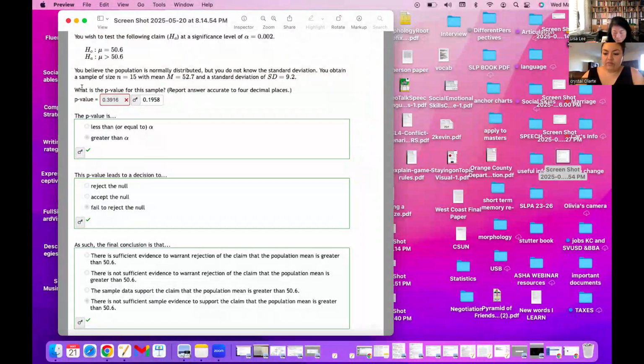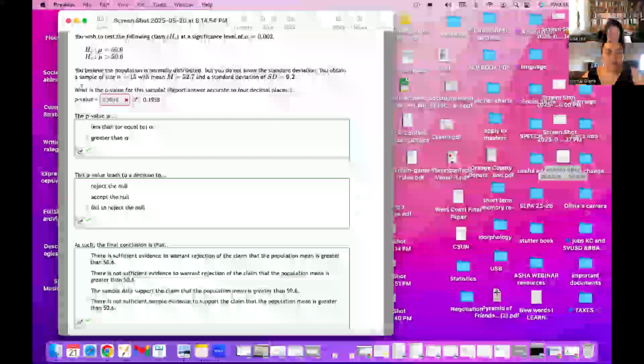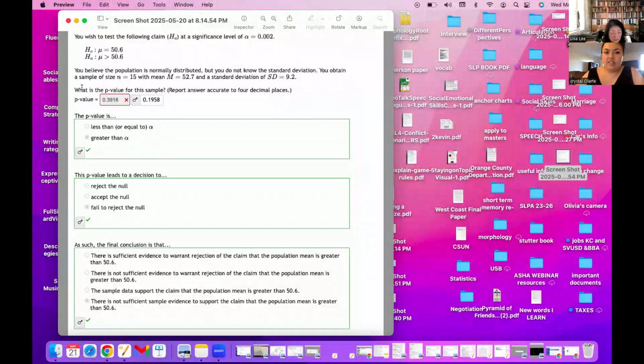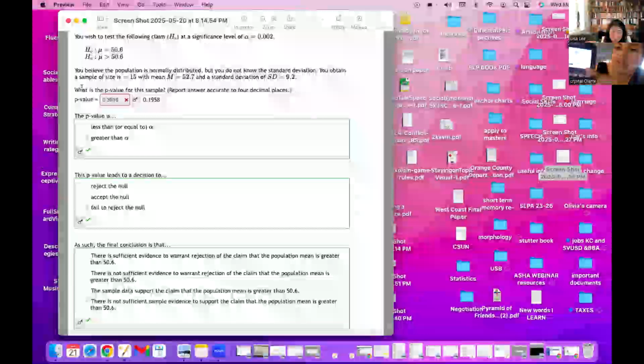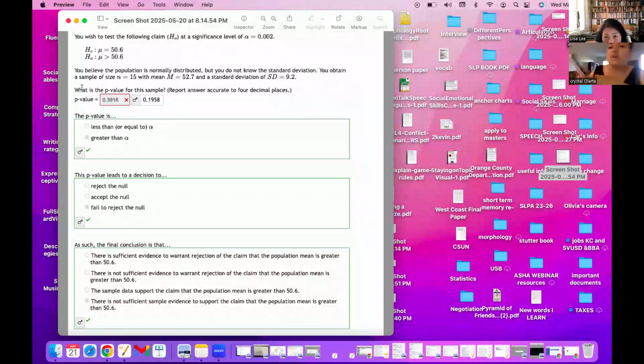H null would be 50.6. X bar is 52.7. Correct. And then standard deviation 9.2. Correct. Sample 15. And this is a right tail. This is for you to decide your alternative, HA: not equal to, less than, or greater than. And right tail, it'd be the last one. You have to move to the right. Oh, I got it now.